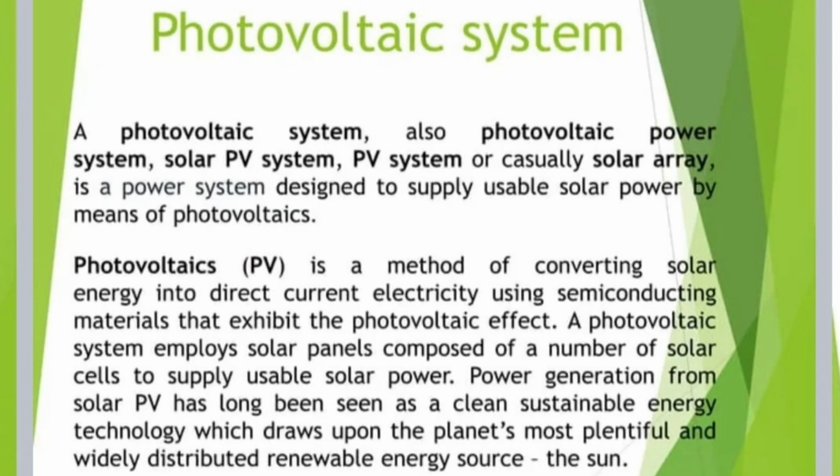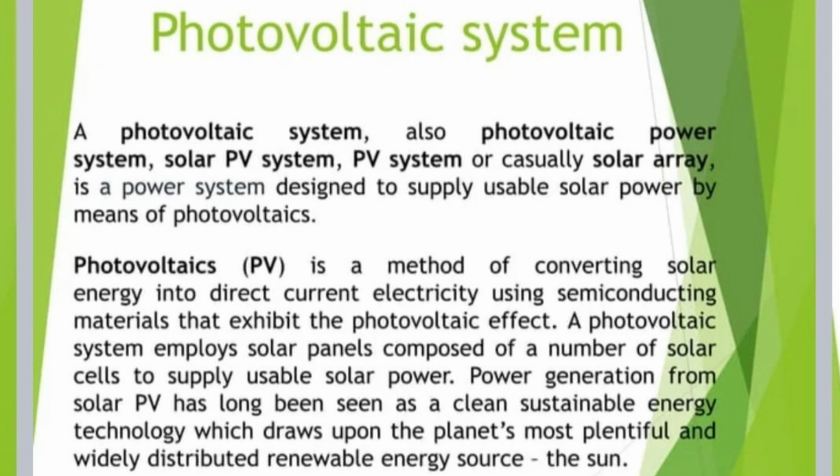So what is a photovoltaic system? A photovoltaic system is also called a photovoltaic power system, or solar PV system, or casually a solar array. It is nothing but a power system designed to supply usable solar power by means of photovoltaics. Photovoltaics is a method of converting solar energy into direct current electricity using a semiconducting material that exhibits the photovoltaic effect.